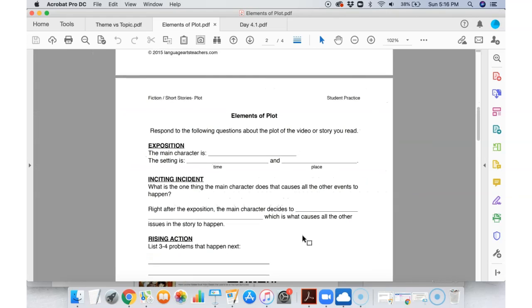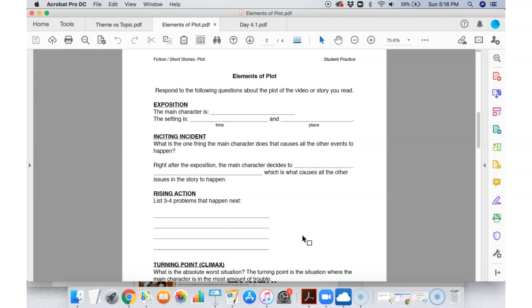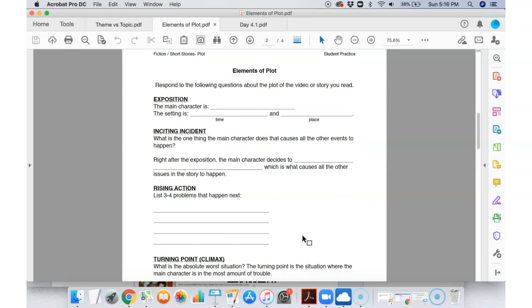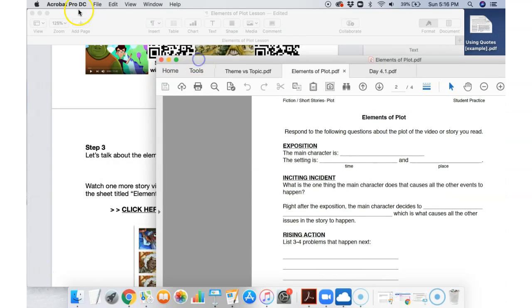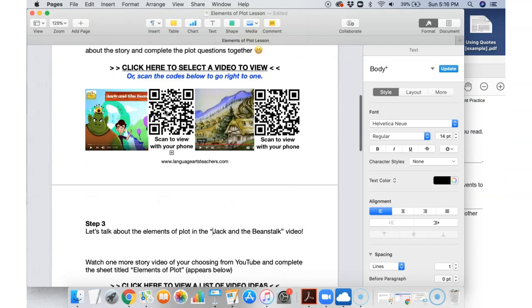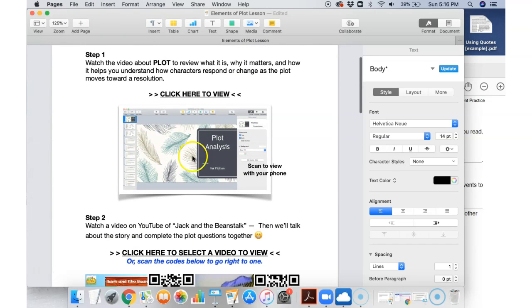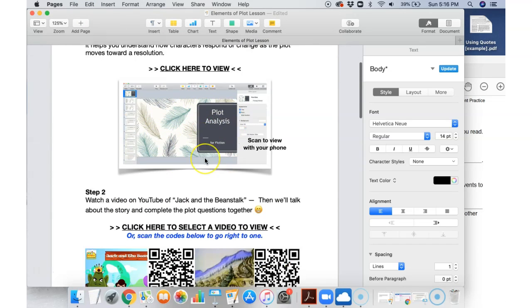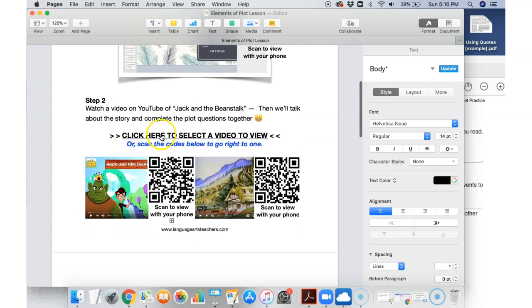So this is now your turn to do it, okay? You are going to watch a video of your choosing. There are a couple of links and a couple of codes that you can choose to get started. So on your student handout, let me see if I can pull it up for you. Oh wait, where did it go? Okay, it's right here. So this is your student handout, right? So we went through the plot analysis together, all right? This is the section where you got to choose a video.